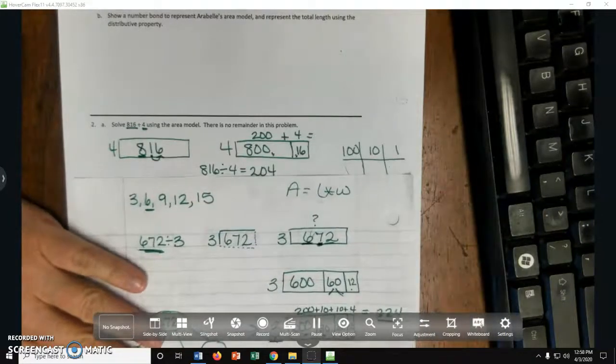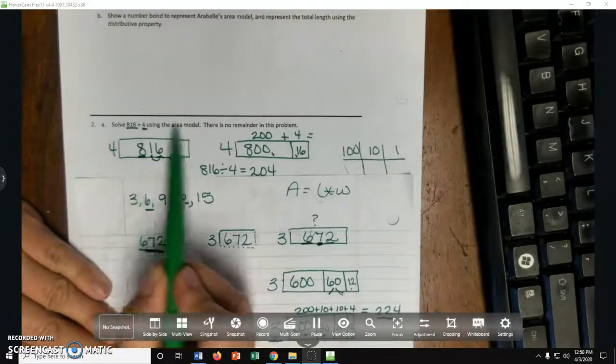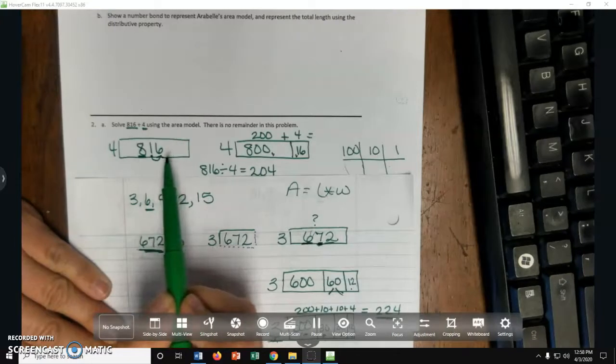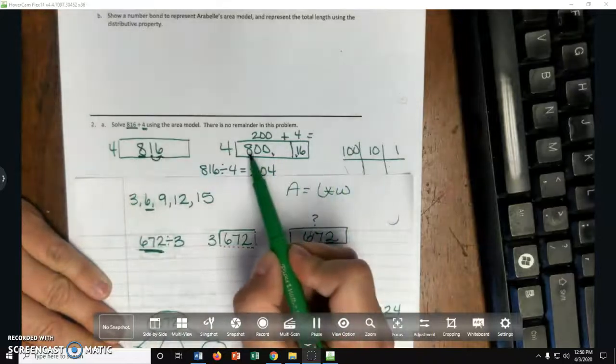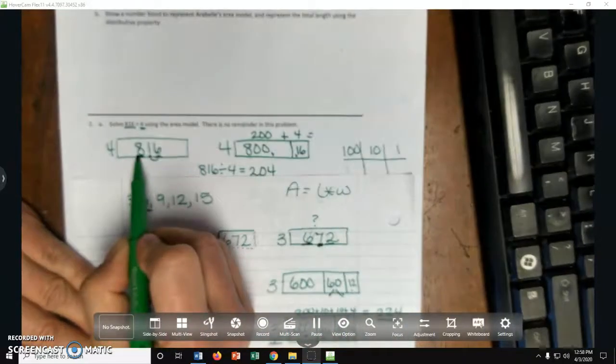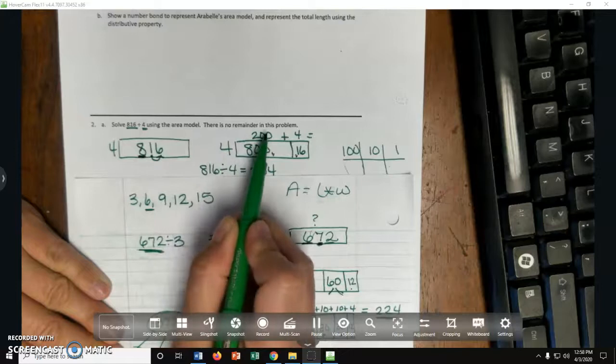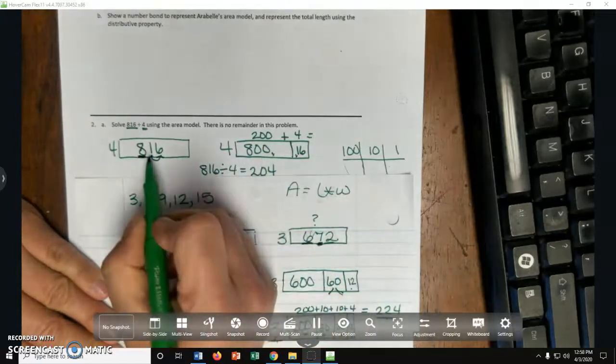First thing I did is I said, let's look at it as an actual area model with 816 being the area before I do any decomposing. That way I can look at the number. I decomposed it into 2 parts. I started with the 800. 800 is divisible by 4, so that worked out fine.